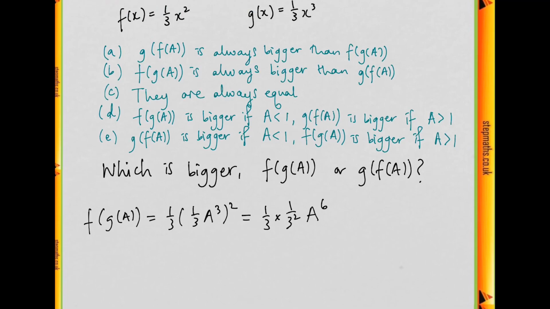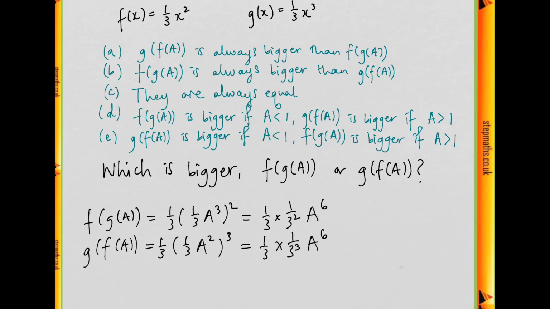And then if we work out what g of f of a is, that's going to be a third times a third a squared, from substituting f of a, all cubed, and that's going to be a third times 1 over 3 cubed times a to the 6. And you can see that now 1 over 3 squared is always going to be bigger than 1 over 3 cubed, because 3 cubed is bigger. So that means that f of g of a is always greater, and hence b is the answer that we're looking for.